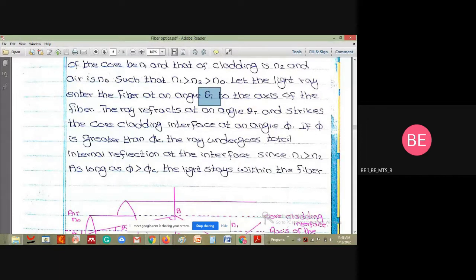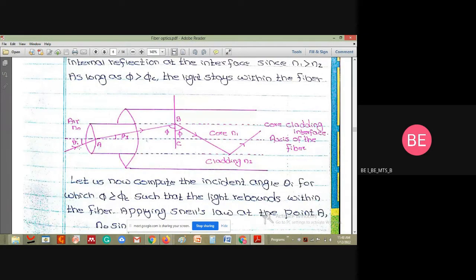The ray refracts at an angle of theta R and strikes the core-cladding interface at an angle of phi. Right? So theta I is the angle of incidence at the point A, that is at the air-core interface, and theta R is the angle of refraction. Since light is passed from air medium to the core medium, air has a lower refractive index, so this acts as a rarer medium, and your core acts as a denser medium.